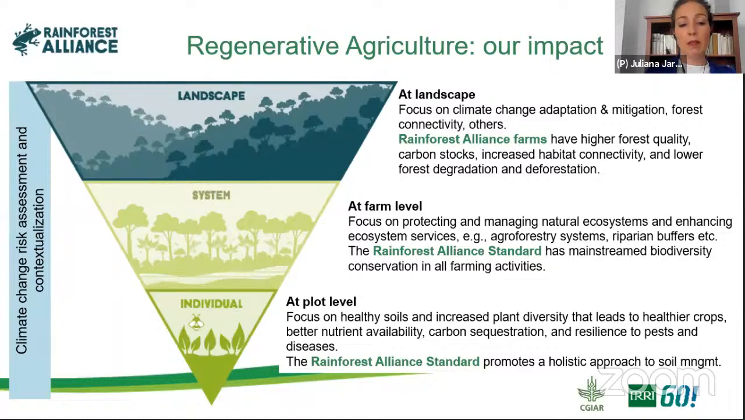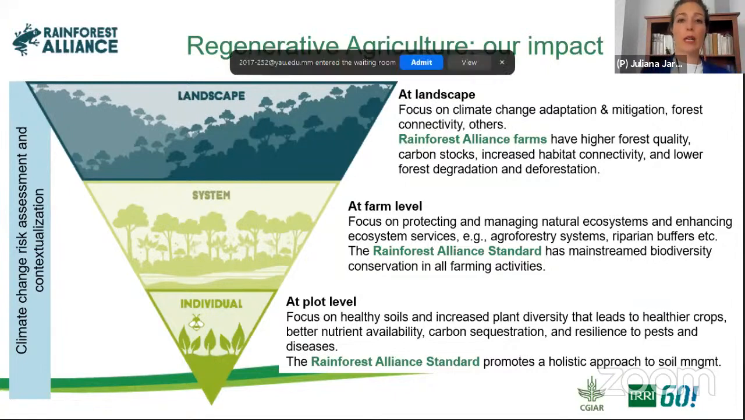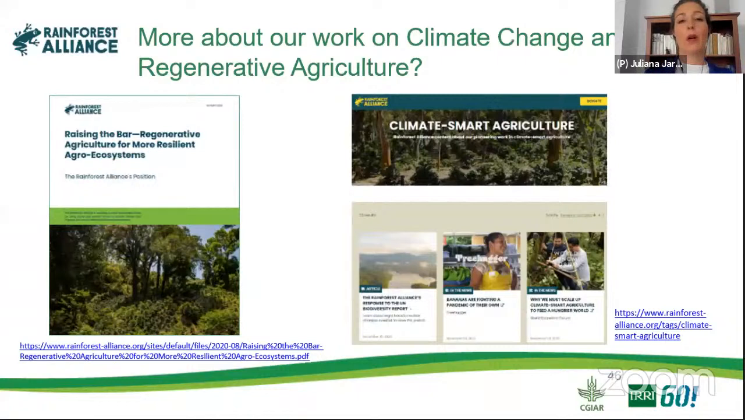Then at a system farm level, the focus is on protecting and managing natural ecosystems and enhancing ecosystem services, for example, agroforestry systems, riparian buffers, et cetera. And here the Rainforest Alliance standard has mainstream biodiversity conservation in all farming activities. Finally, at a landscape level, the focus is on biodiversity conservation and climate change adaptation and mitigation, supporting forest connectivity, conservation of key natural ecosystems, and the effects on the productivity and consequently on livelihoods. Finally, if you would like to know more about our work on climate smart agriculture, next slide, please, or regenerative agriculture, here are a couple of resources for you. Thank you very much.